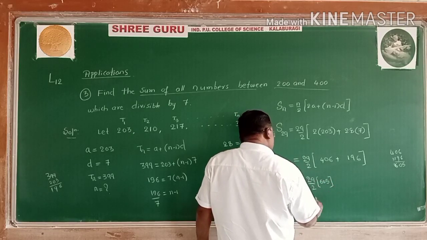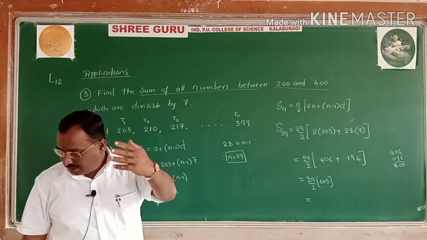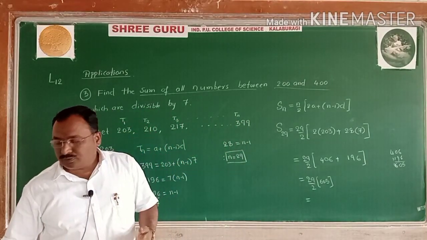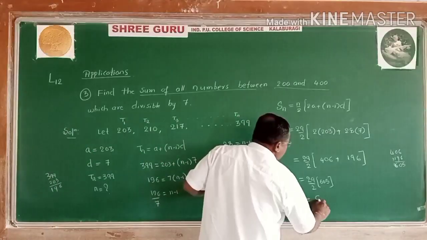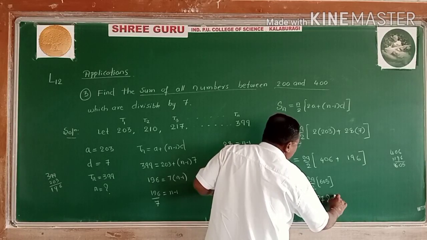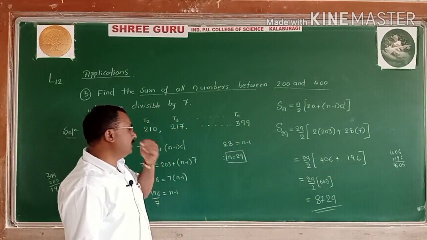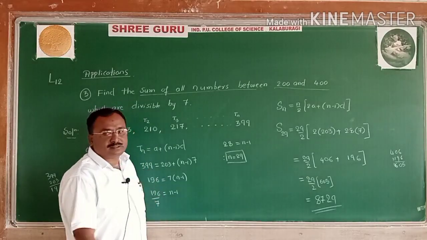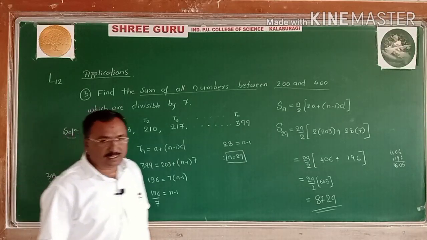If you simplify, the value of S29 is 8729. After simplifying, this value is 8729. Okay, we will continue tomorrow in the next class.